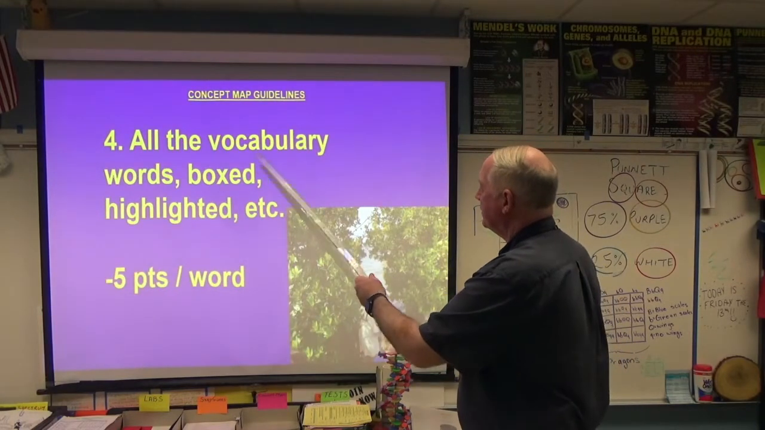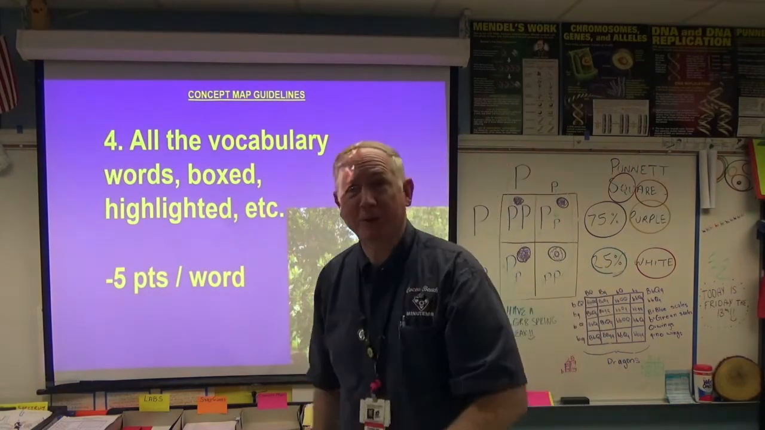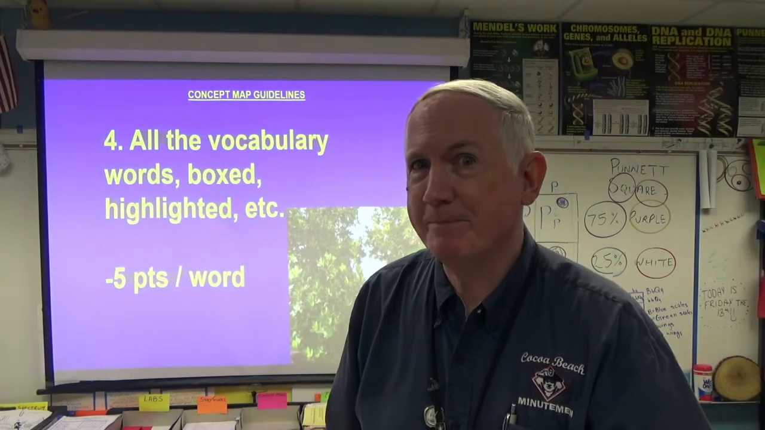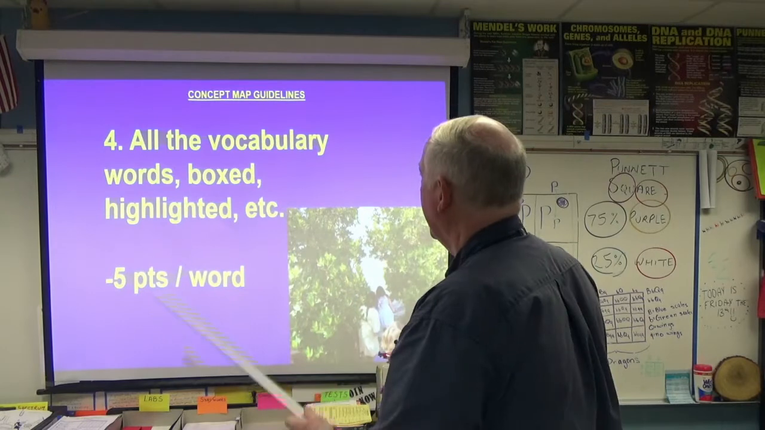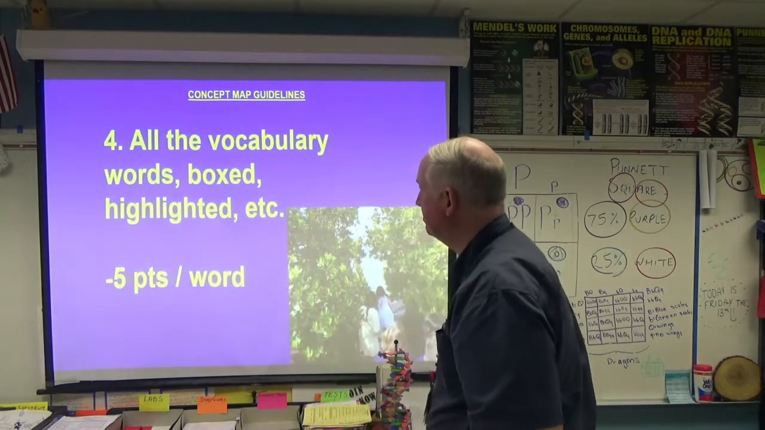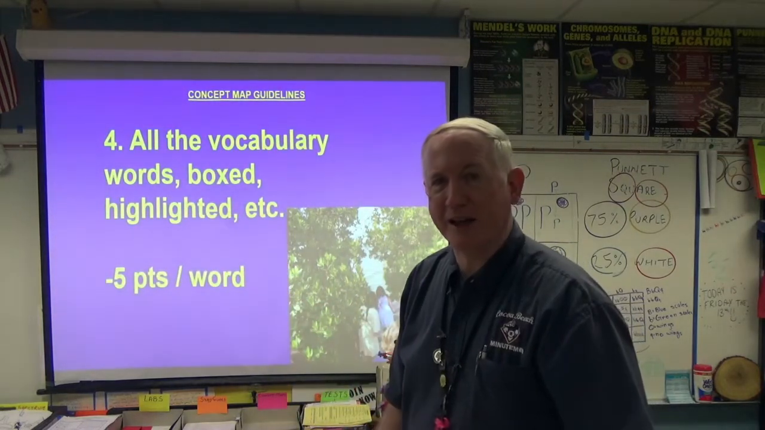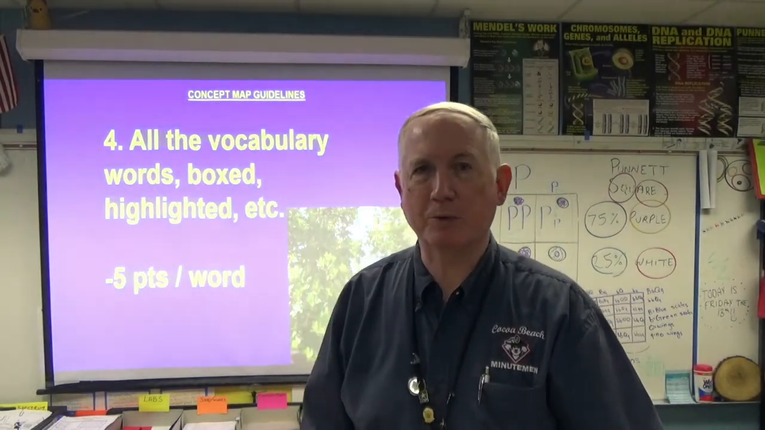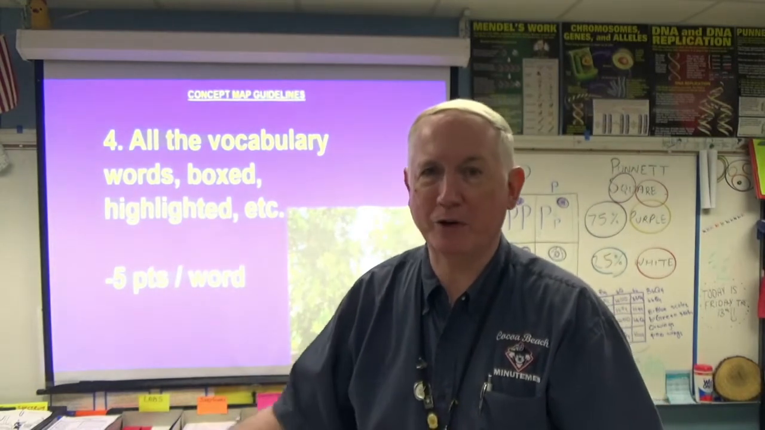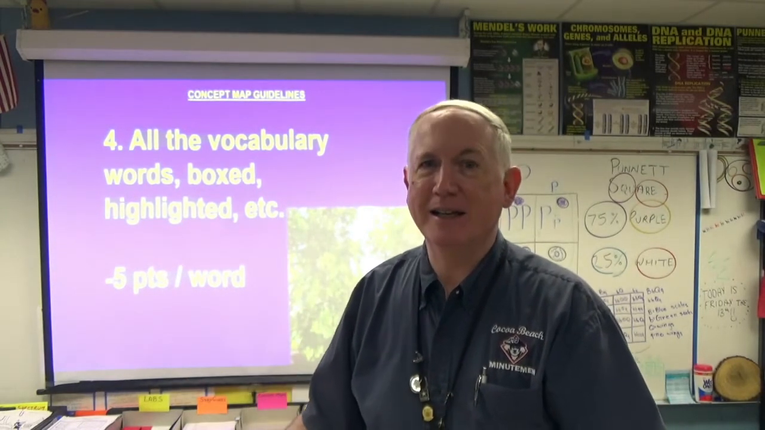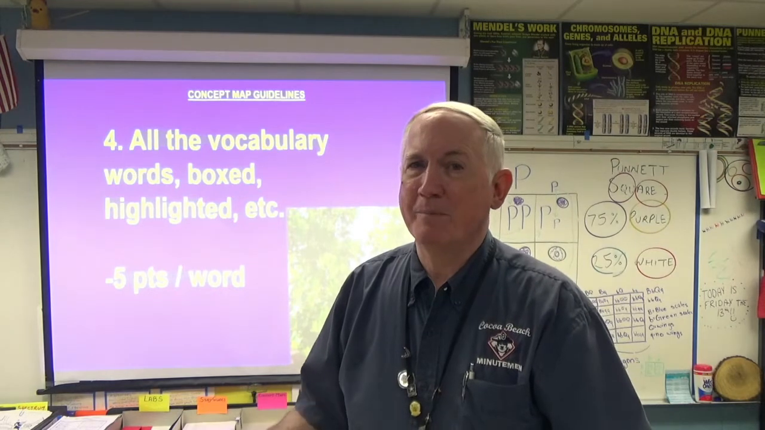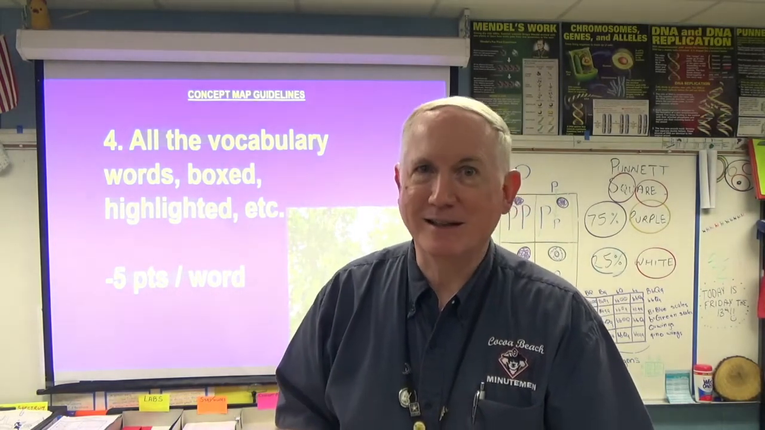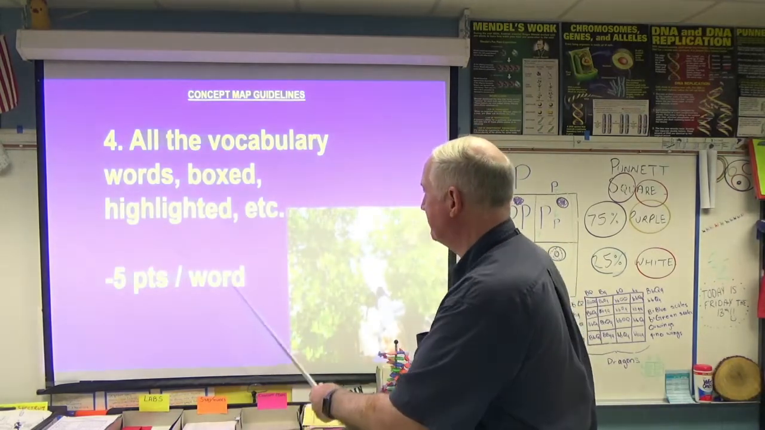Then you need to have all the vocabulary words. Did I mention all the vocabulary words? All of them. Don't leave any out. They're highlighted in your book already, so they're easy to find. And if for some reason it makes it easier for you, you can declare a word a vocabulary word and put a box around it. I don't care if there's extra, but I do want the vocabulary words boxed and the links not boxed. Minus 5 points per missing word.